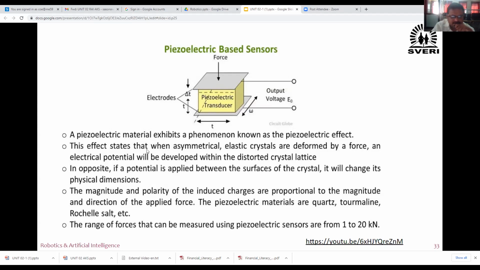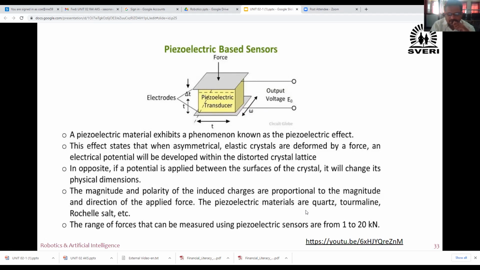Therefore this effect states that when asymmetrical elastic crystals are deformed by a force, an electrical potential will be developed within the distorted crystal lattice. In opposite, if potential is supplied between the surfaces of the crystal, it will change its physical dimension. That is vice versa. If voltage is supplied to this piezoelectric crystal, it will change the dimension of the crystal. That is, either it will expand or it will contract. The magnitude and polarity of the induced charges are proportional to the magnitude and direction of the applied force.